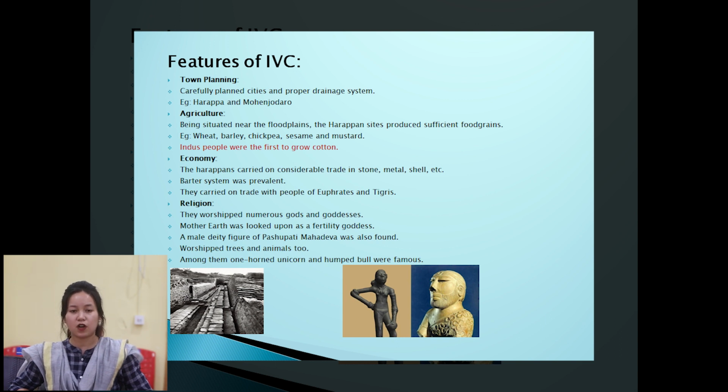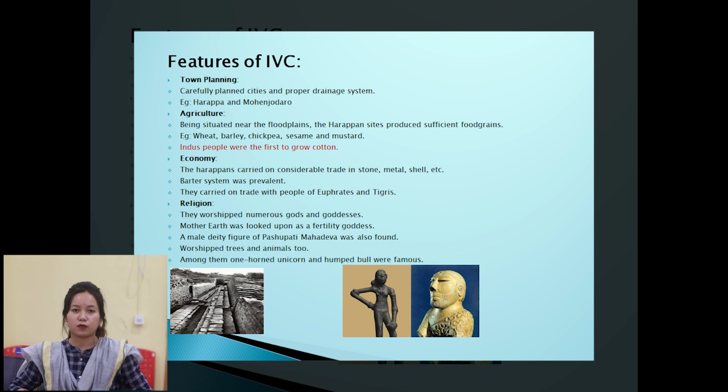Then coming to the economy, we see that the Harappans carried on considerable trade with the outside world. They had trading relations with the people of the Mesopotamian civilization and with the people of the Egyptian civilization. The Harappans carried on considerable trade in stone, metal, shells, etc. And the barter system was frequently prevalent during that period.